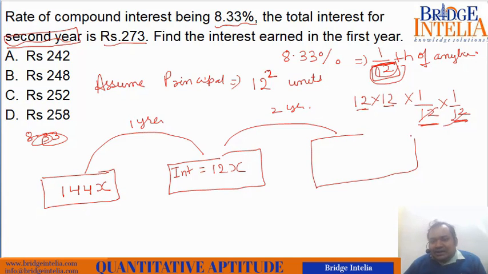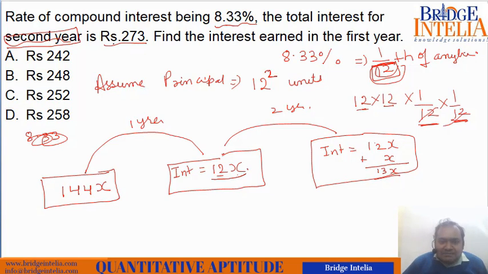Next year, this 12x you are definitely going to get, because it is 1/12 of this money, plus interest on the previous year's interest. The previous year you already earned 12x. Now 1/12 of this previous year's interest also you are going to earn. So 1/12 of 12x means x. So next year, the total interest that you are going to earn is 13x.